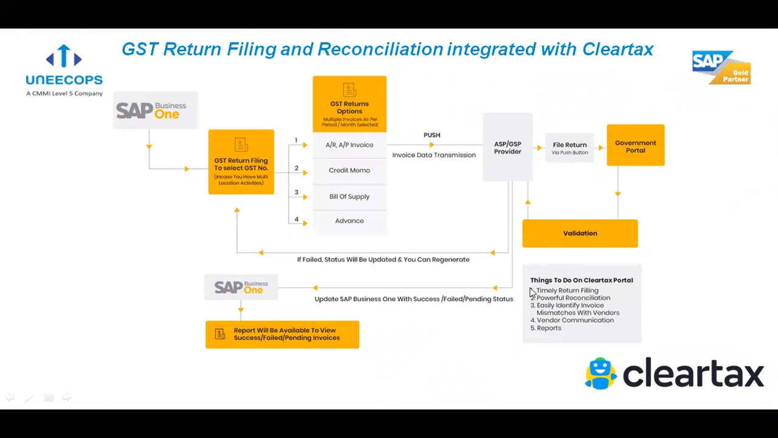So what benefit you get out of generating the return filing and all those things which you are doing from the ClearTax portal is that you can timely file your returns. It's a powerful reconciliation which is available in ClearTax portal. Then you can also identify the mismatches with the vendor. So all your reconciliation part, the ITC claims, you can manage all those things from the ClearTax portal itself. And then all the statuses will be brought back to SAP Business One screens so that you can take your further return filing steps ahead from SAP. So now I will take you to the product directly.